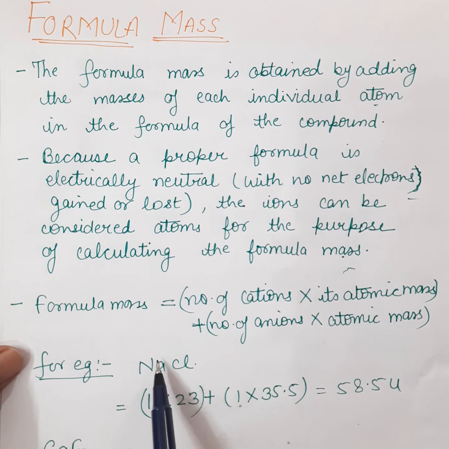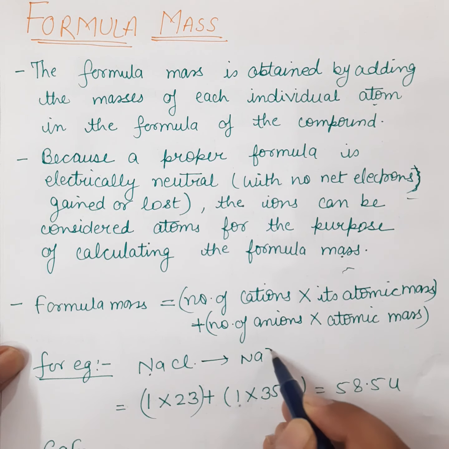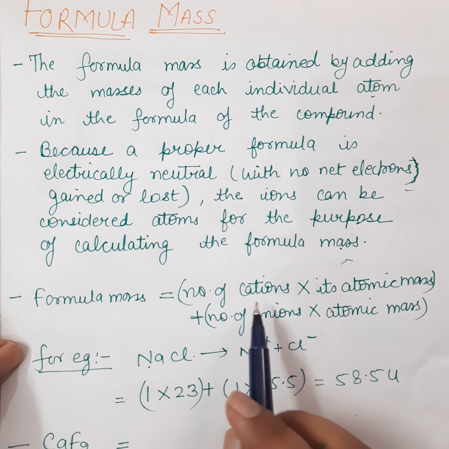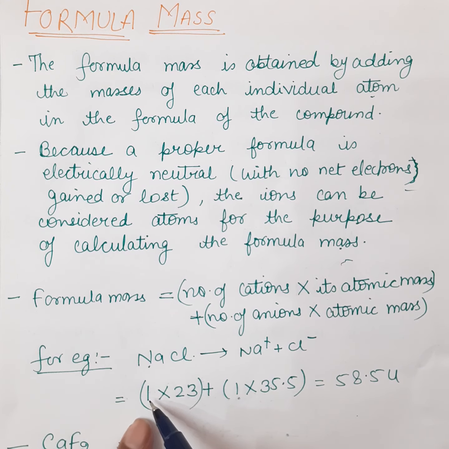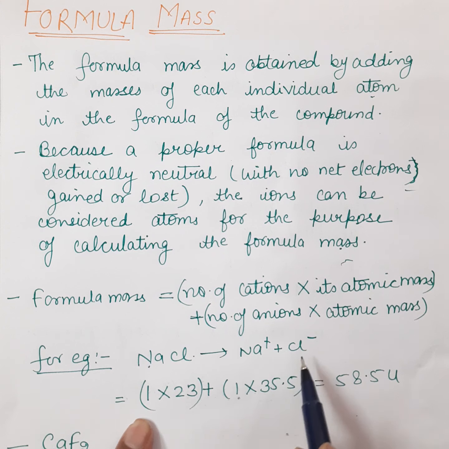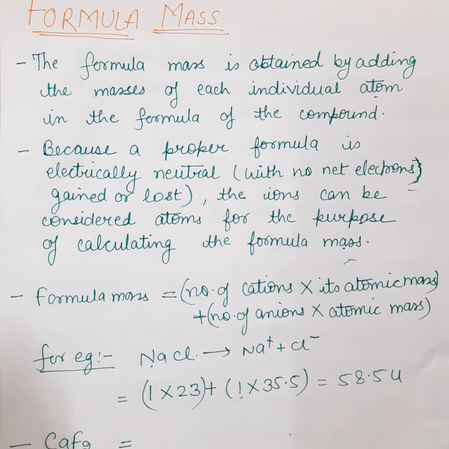For example, NaCl. If we dissociate it, it converts into Na plus and Cl minus. Students, what is Na plus here? This is a cation. How many cations are there? Only one, so I'll write 1 into its atomic mass. What is the atomic mass of sodium? That is 23. Then add, how many anions are there? Only one, so I'll write 1. What is the atomic mass of chlorine? That is 35.5. When we sum these, we get 58.5 U.